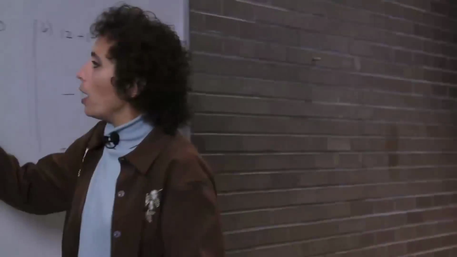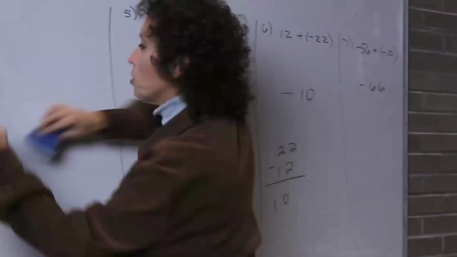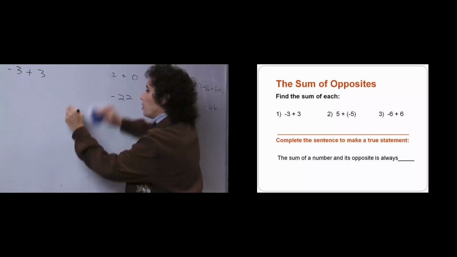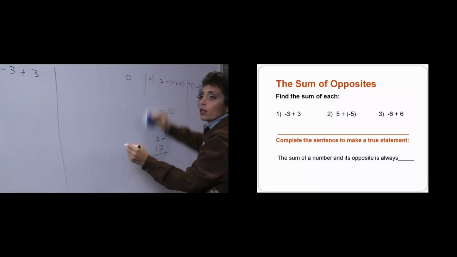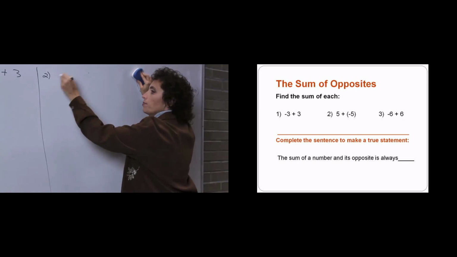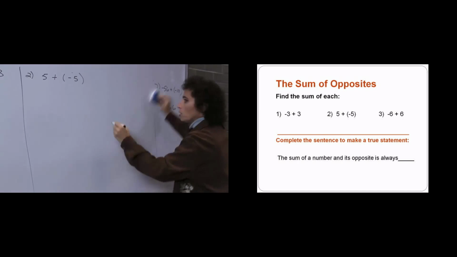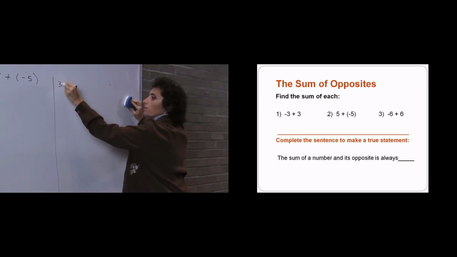Let's take a look at something we've already done before. Let's take a look at these problems, and you tell me what you see. Negative 3 plus 3. 5 plus negative 5. We want each of these sums. Sums means to add, remember? Negative 6 plus 6.